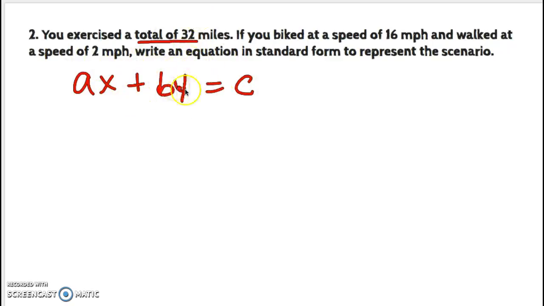our standard form here, sorry. Our total of 32 miles, where is that going to go in our equation? That's going to be our C right over here at the end. That's what it equals. That's our total. Okay. Now, two types of exercise here. You are biking and you are walking. So I'm going to use B for bike and W for walk.